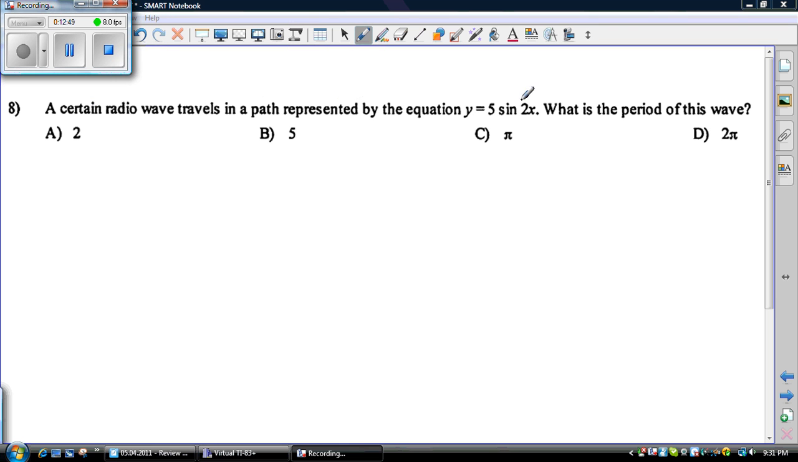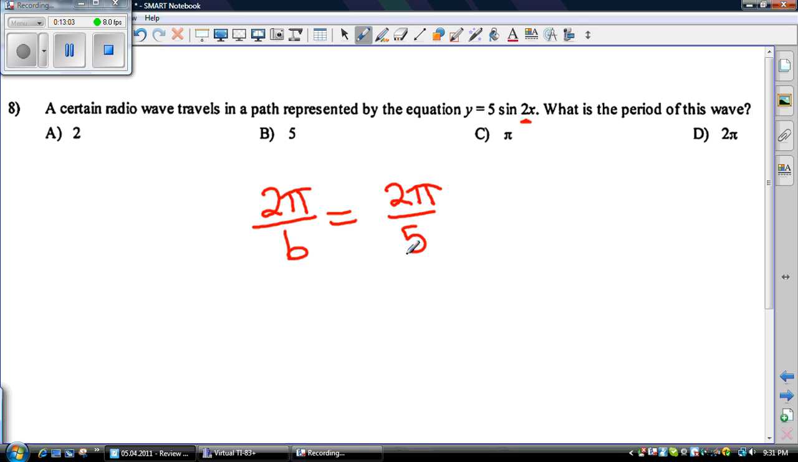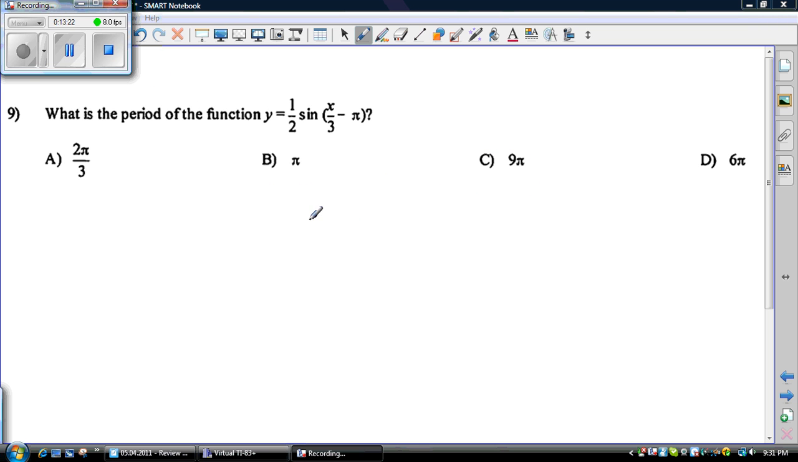A certain radial wave travels the path represented by this equation. What's the period? Well, period is represented by this formula, 2 pi over b. B is this number right here. So it's going to be 2 pi over 5. I'm sorry, my mistake. It's not 2 pi over 5. It is 2 pi over 2. These cancel away, and I'm just left with pi. And so there you go, it's choice C.